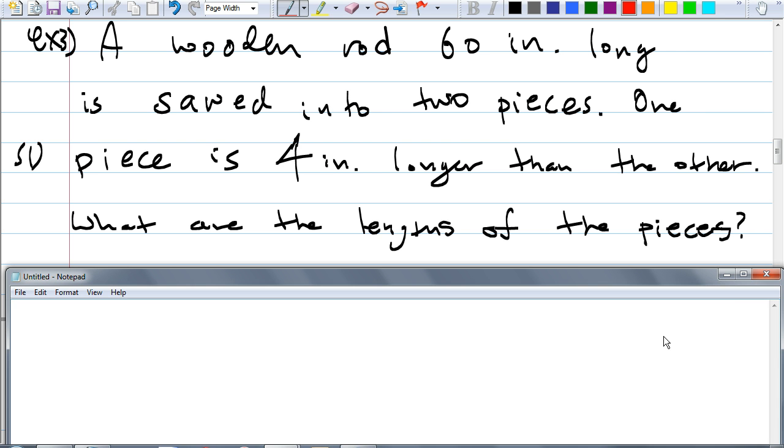Here we go. It says a wooden rod 60 inches long is sawed into two pieces. One piece is 4 inches longer than the other. What are the lengths of the pieces? Okay, this one is sort of similar to the one that we just did, but go ahead and write it down and see if you can declare variables. Then we'll do the coming up with an equation together in a minute. But go ahead, I'll give you time.